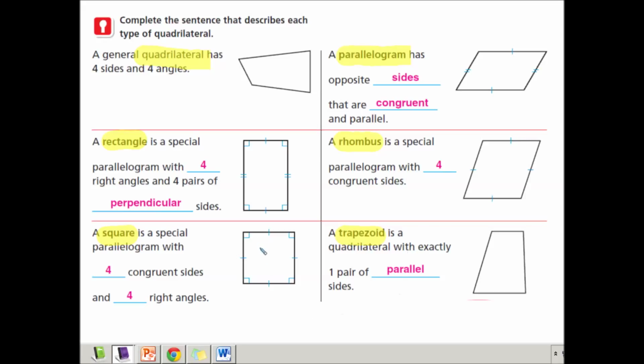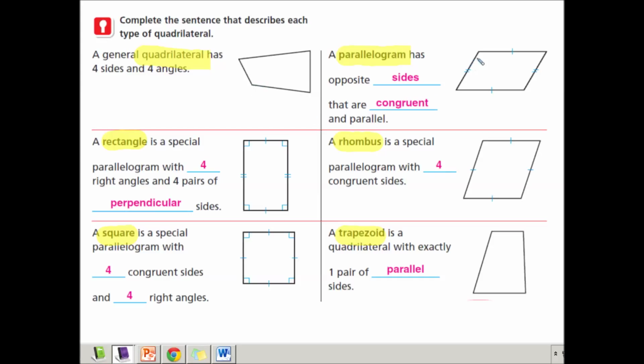I'm going to talk about quadrilaterals today. A quadrilateral is just a shape with four sides. There's different types of quadrilaterals, and in class we went through the different types. So this is just a quadrilateral that doesn't fit into any specific category. It just has four sides and four angles, so it's a quadrilateral.